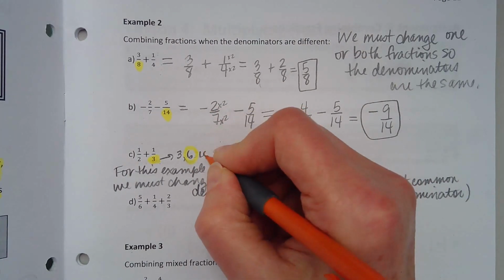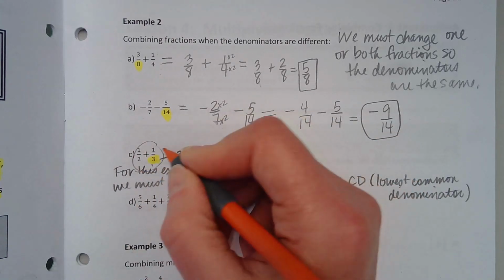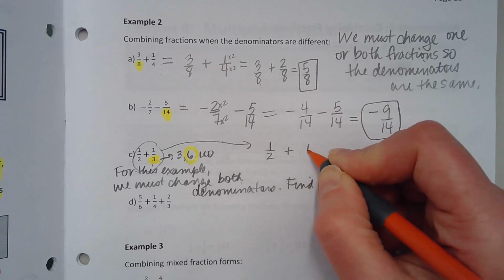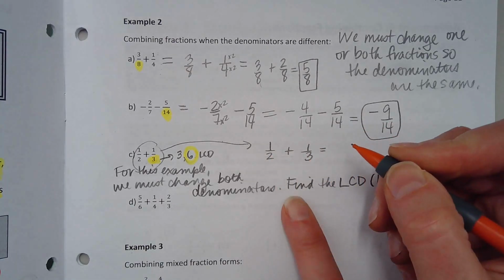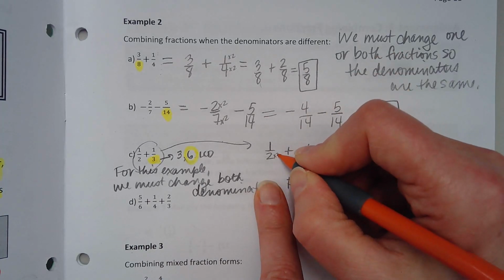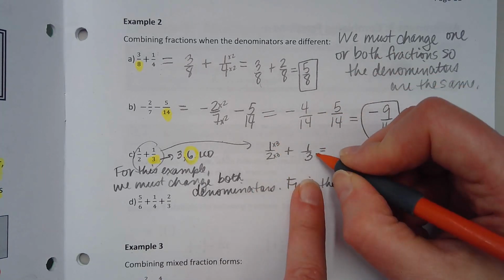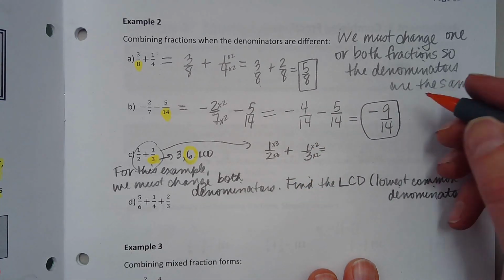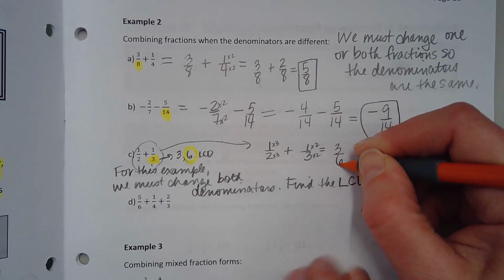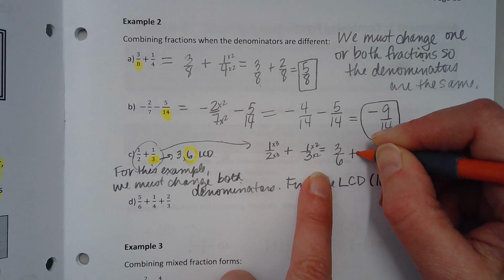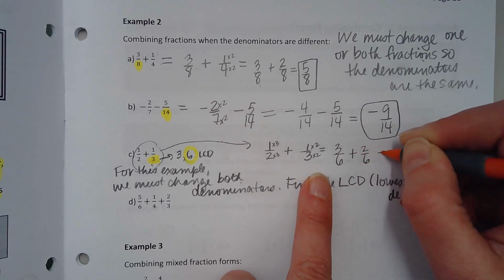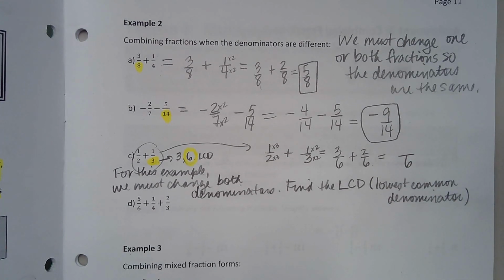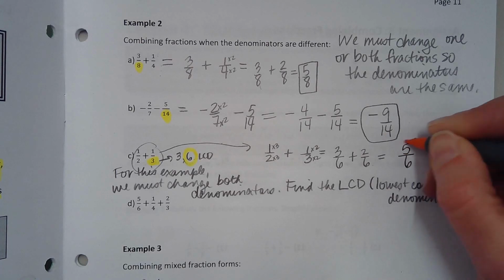So once I know that, it's really easy. I'm just going to sort of transplant the question over here because I've taken a lot of room. So I have 1/2 plus 1/3. All right, so to get a 6 on the bottom here, I have to multiply by 3s. To get a 6 on the bottom here, I have to double. So my first fraction becomes 3/6. Agreed? My second fraction becomes 2/6. Now I have my LCD, my lowest common denominator. It stays 6. 3 and 2 is 5.